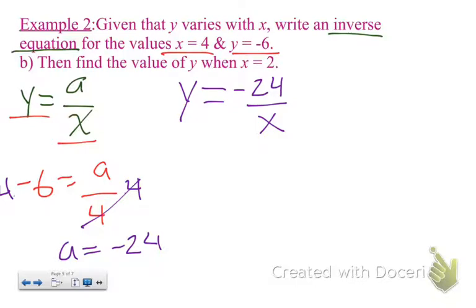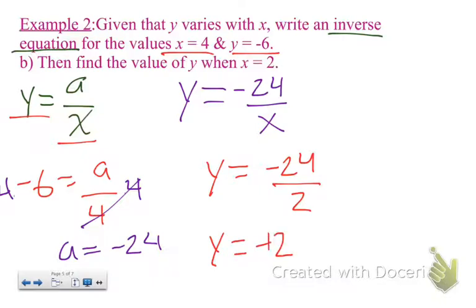Then part B is asking me to find the value of y when x is 2. So y equals -24 over 2. So when x is 2, y is -12.